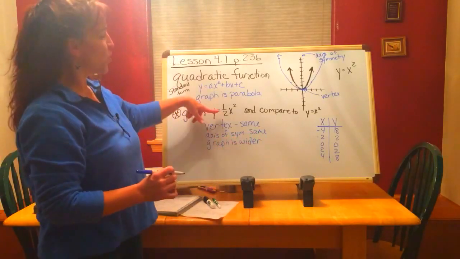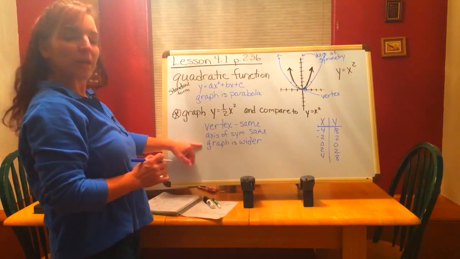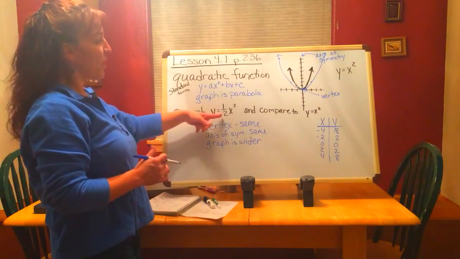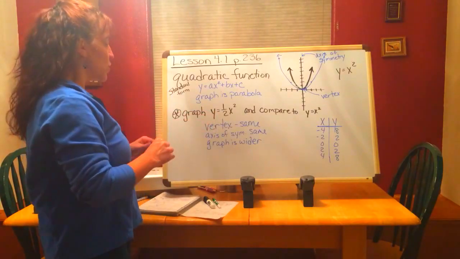The only thing we changed was we multiplied it by a half, and the only thing that changed in our graph is that it became a little bit wider. So we can see that probably if we multiply by a fraction, our parabola is going to get wider.